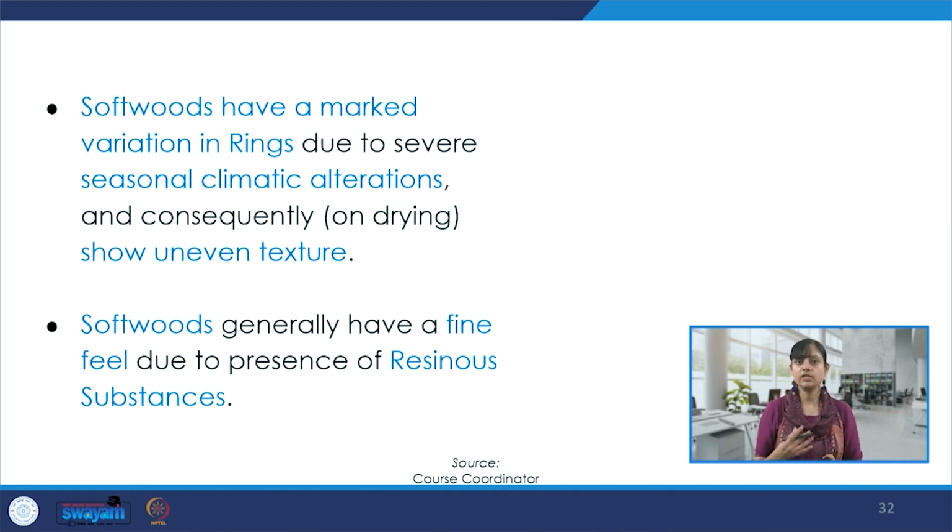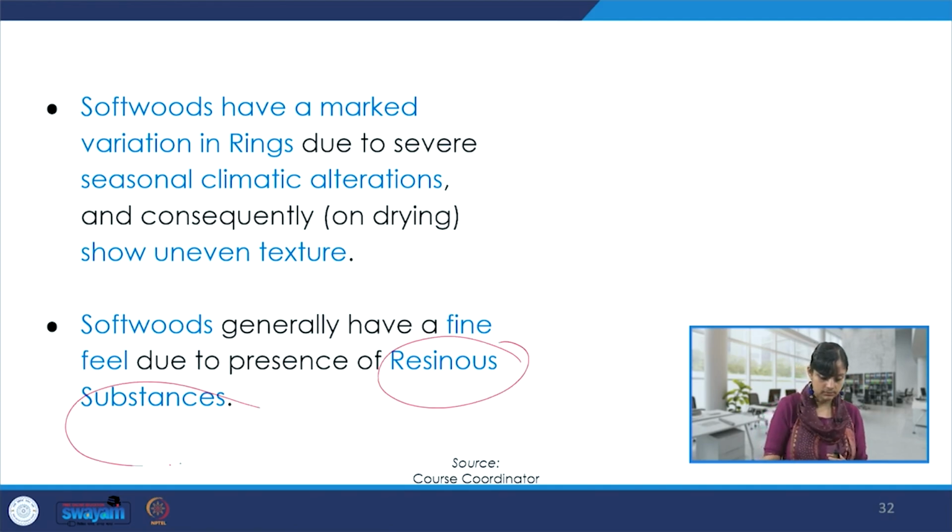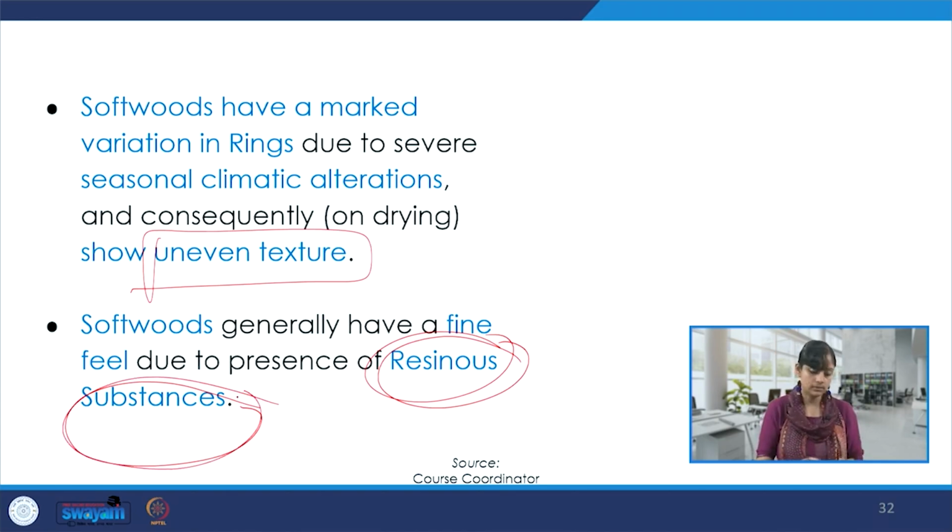Softwoods have a marked variation in rings due to severe seasonal climatic alterations, and consequently on drying they show uneven texture. Softwoods generally have a fine feel due to presence of resinous substances. So uneven texture generally and resinous substances, and because of that a fine feel. These are characteristics of softwoods.